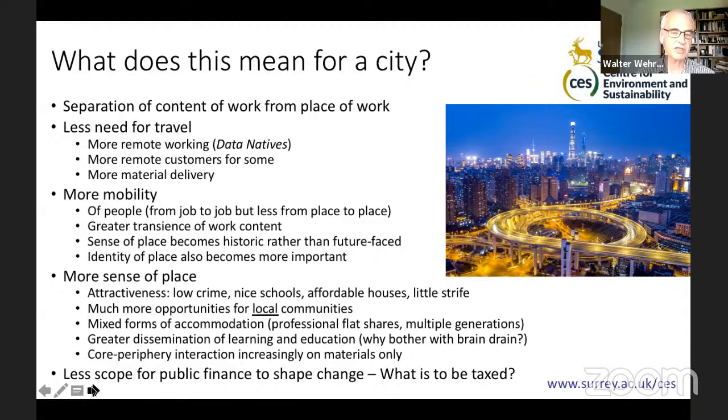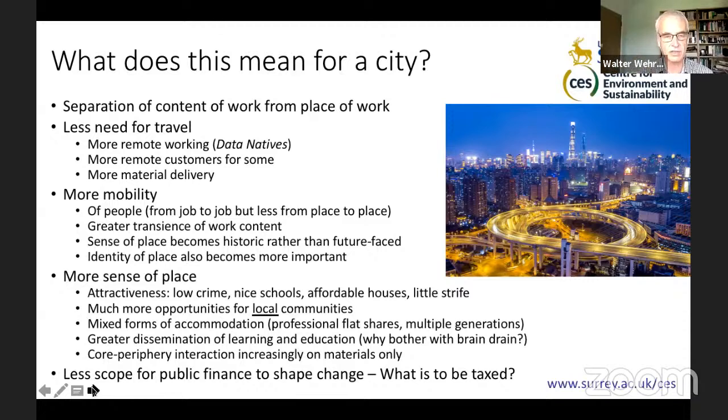There's a greater transience of the work content, because if somebody can do your work or the work content is changing as well, it becomes quite important. And therefore, what makes people want to stay in Kingston or in Montego Bay or in Guildford or in London is not the content of the work and is not the job anymore. What makes people want to stay is the social fabric, the social identity for things. And I think that's something that we need to figure out in the development of cities.